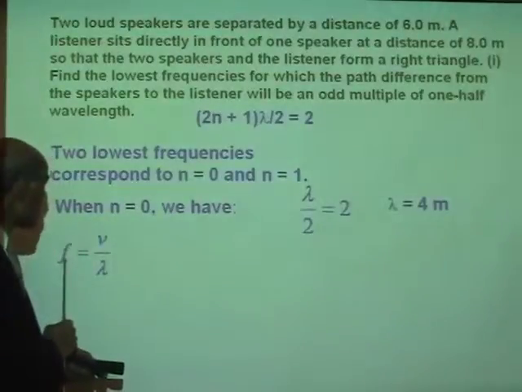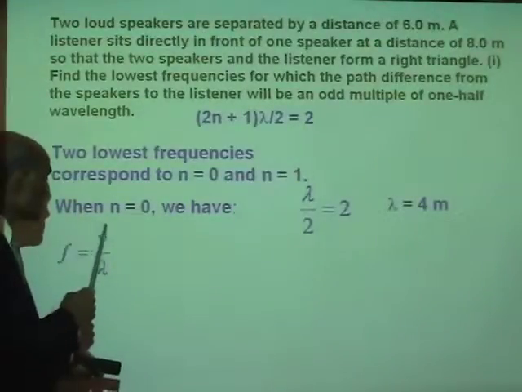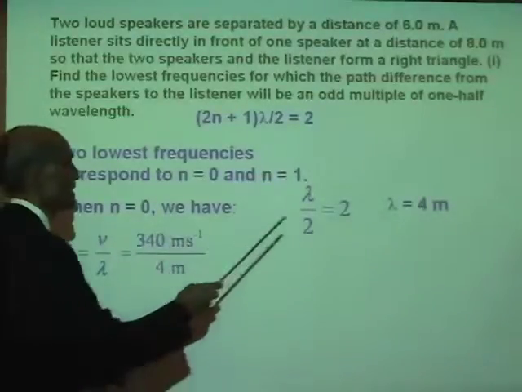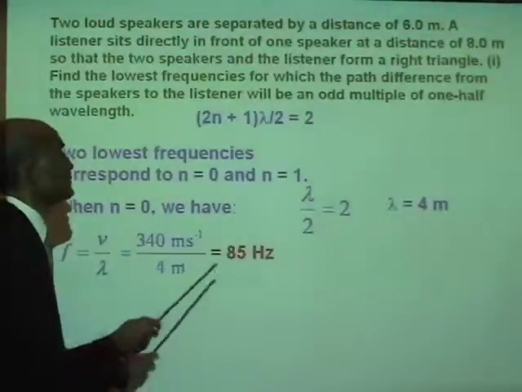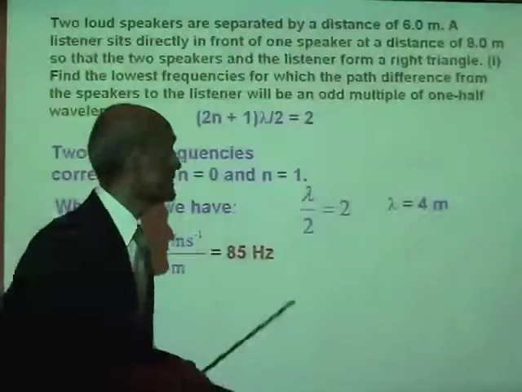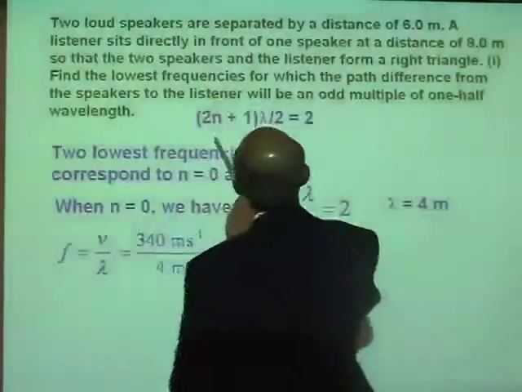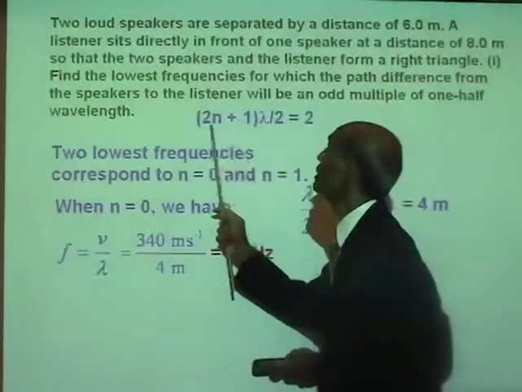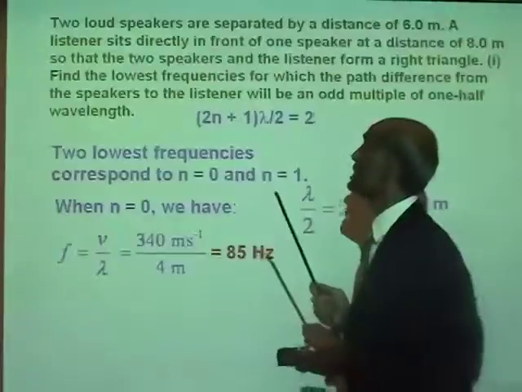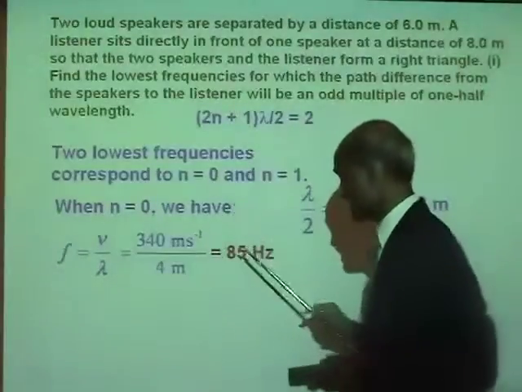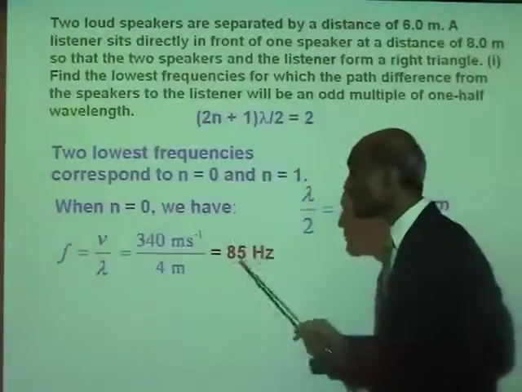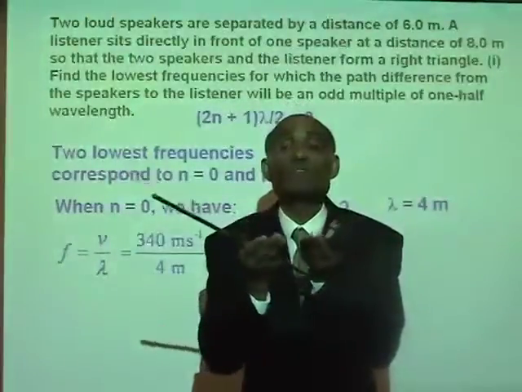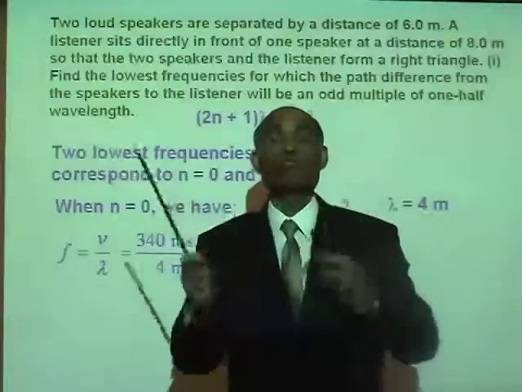Therefore, what is the frequency of that sound? f equals v over lambda. v is 340 meters per second, and lambda is 4 meters. So the lowest frequency that satisfies this condition, that is, the path difference is an odd multiple of half the wavelength, is 85 Hertz. So when the frequency is 85 Hertz, the waves from both speakers will cancel each other. There will be no sound there.